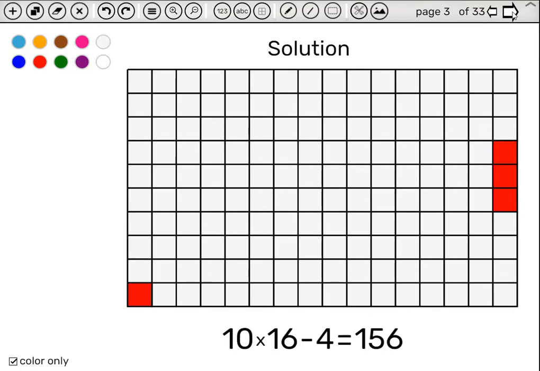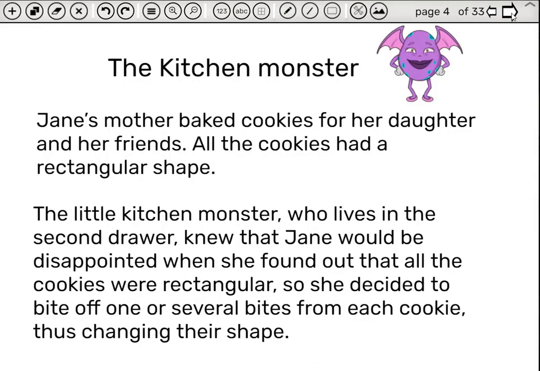The goal of the lesson is to promote and practice this type of thinking. We introduce this topic through a story where the story itself will help emphasize this method. Meet the kitchen monster. You or one of the students can read out the story. Jane's mother baked cookies for her daughter and friends. All the cookies had a rectangular shape.